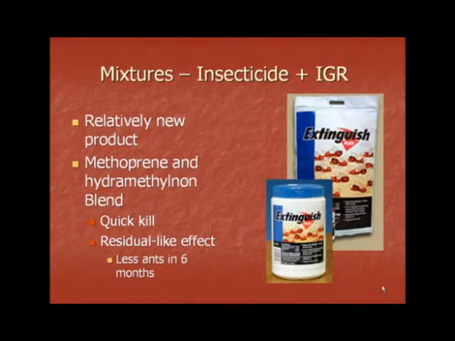These are relatively new products. These contain methoprene and hydramethylnon blends. You get the quick kill and the residual-like effects. You will have fewer ants in 6 months when using these products.